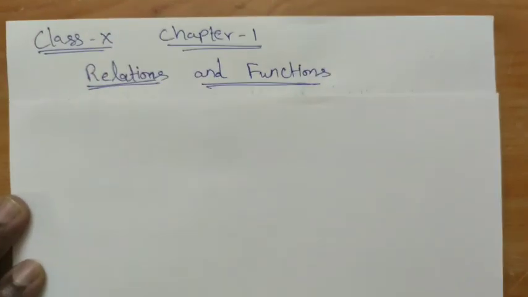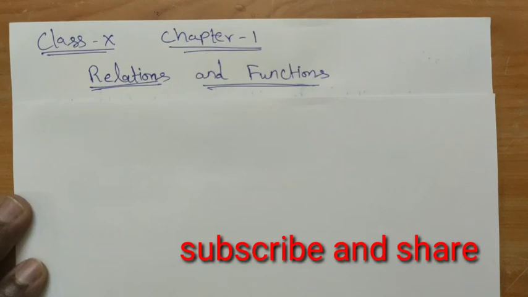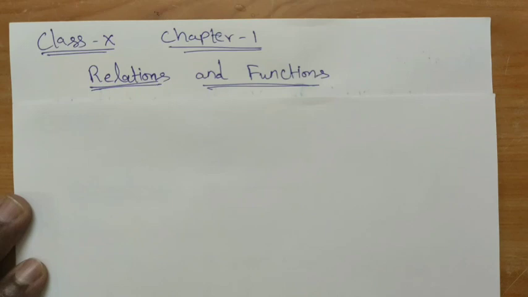Hi students, today we are going to see the class 10 chapter 1, relation and function. In our early classes we have studied about the set. A set is a collection of well-defined objects. The extension of the set is the relation and function. In this chapter we are going to study what is a relation and what is a function.